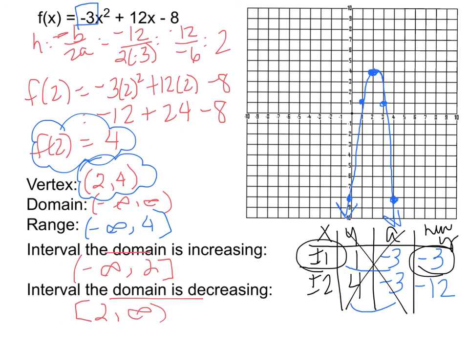Remember, the goal here is the fact that it's the domain, so you're always looking at where it breaks off here at your x value. So increasing up to 2, and then decreasing from 2 to infinity.